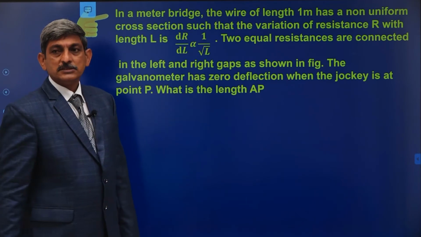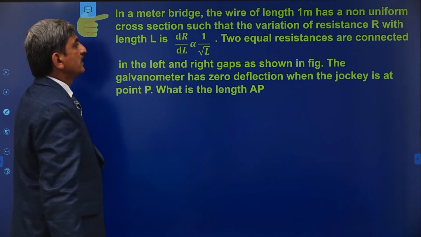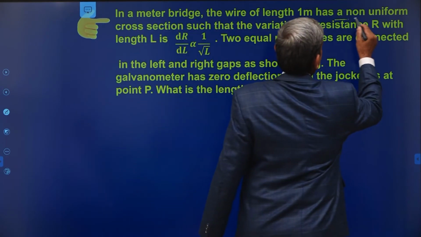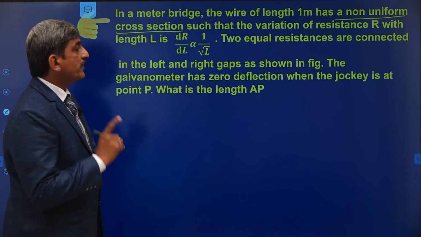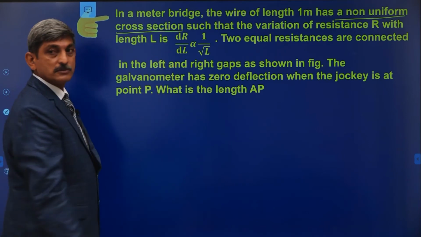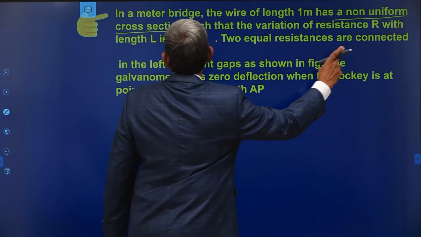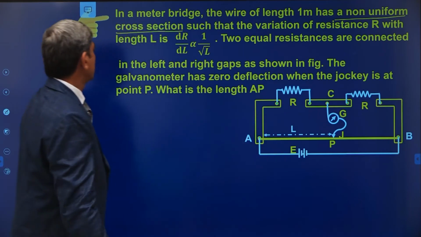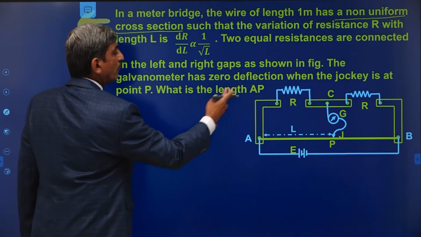Now come to the last model of the meter bridge. In a meter bridge, the wire of length 1 meter has a non-uniform cross section, such that the variation of the resistance R with length L is dR by dL proportional to 1 by root L. Two equal resistances are connected in the left and right gaps as shown in the figure. The galvanometer has a zero deflection when the jockey is at point P. What is the length AP?